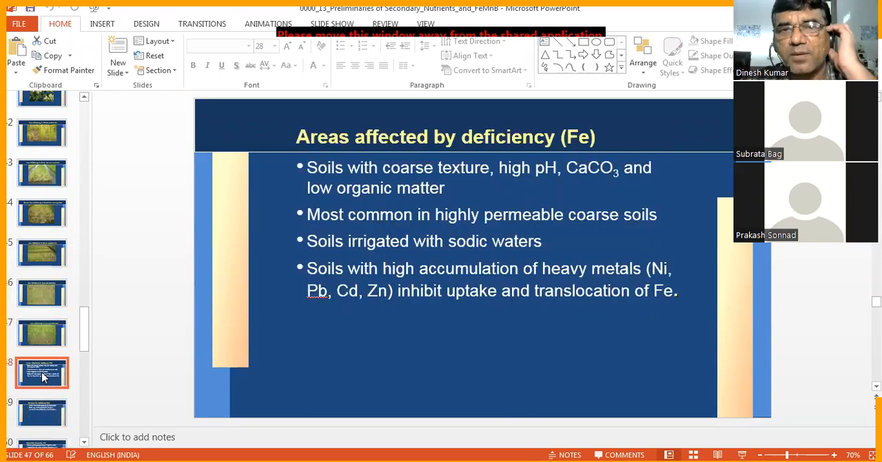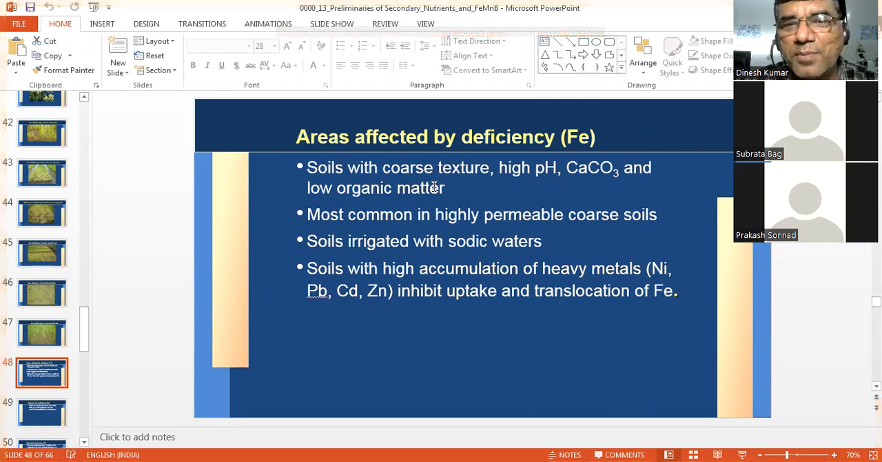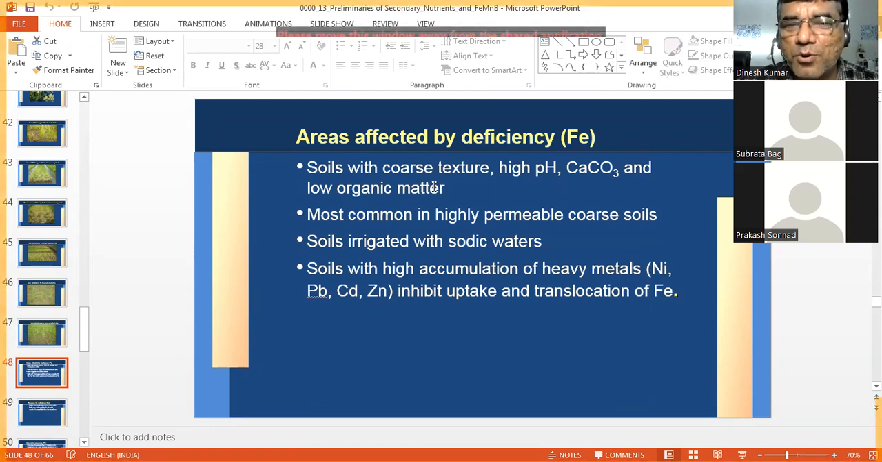Now, areas affected by iron deficiency: soils with coarse texture. So these coarse texture soils are most of the time blamed for nutrient deficiencies. Any nutrient, calcium, magnesium, even sulfur, or organic matter, nitrogen, the coarse texture soil point is always there. Soils with coarse texture or sandy soils, high pH, calcium carbonate, and low organic matter. These soils may suffer from iron deficiency.